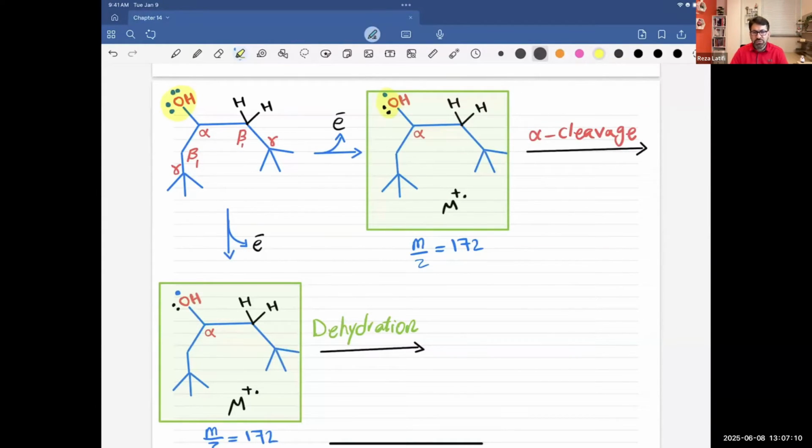Now that radical can go through two different mechanisms of fragmentation: alpha cleavage or dehydration, and I'm going to practice both of them. But for now, the M over Z for the radical cation is 172.